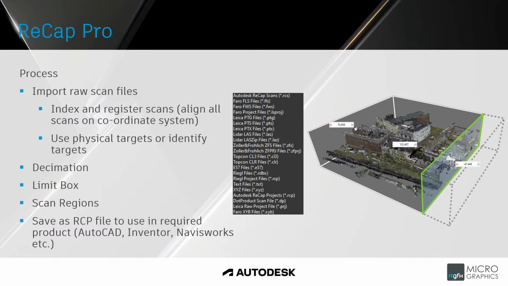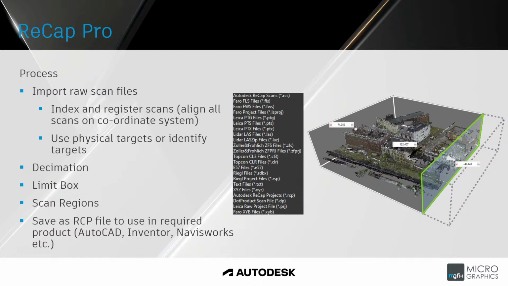Decimation, I already mentioned. We can reduce the number of scan points. Maybe you have 50 million scan points and it's just a bit too much for your computer to handle. You could then reduce that down by reducing the density of the scans.